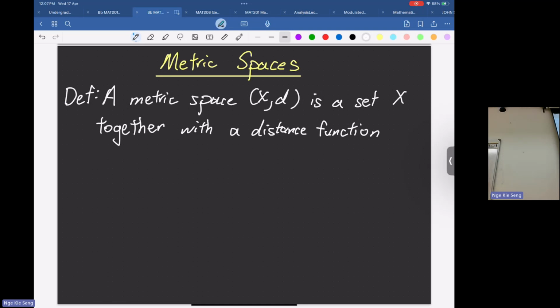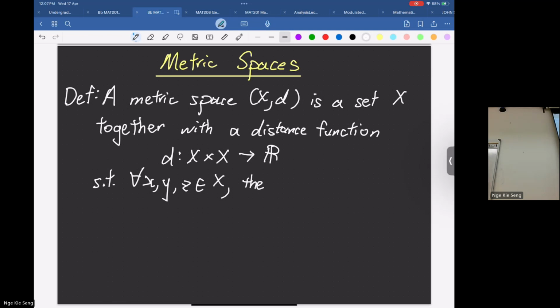So what's this function? What's the domain and codomain here? The domain here is: I give you 2 points in your set, you need to give me a real number, tell me how far they are. So it needs to satisfy three properties, such that for all x, y, z points in the set, the following holds.